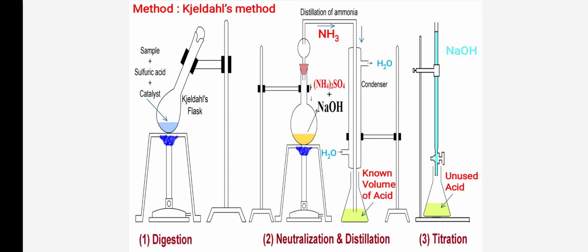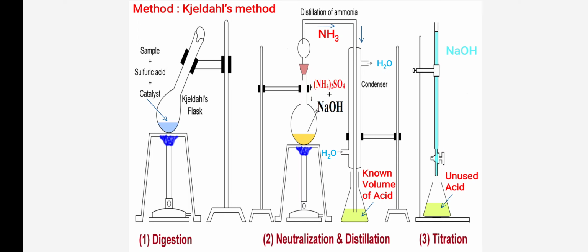Now, if you take blue litmus paper and dip it in unused acid, that blue litmus paper turns red. It indicates acid is there. So drop by drop, you have to add NaOH into the conical, right? And you have to shake the solution. And from time to time, you have to check whether the acid is neutralized or not by using litmus paper.